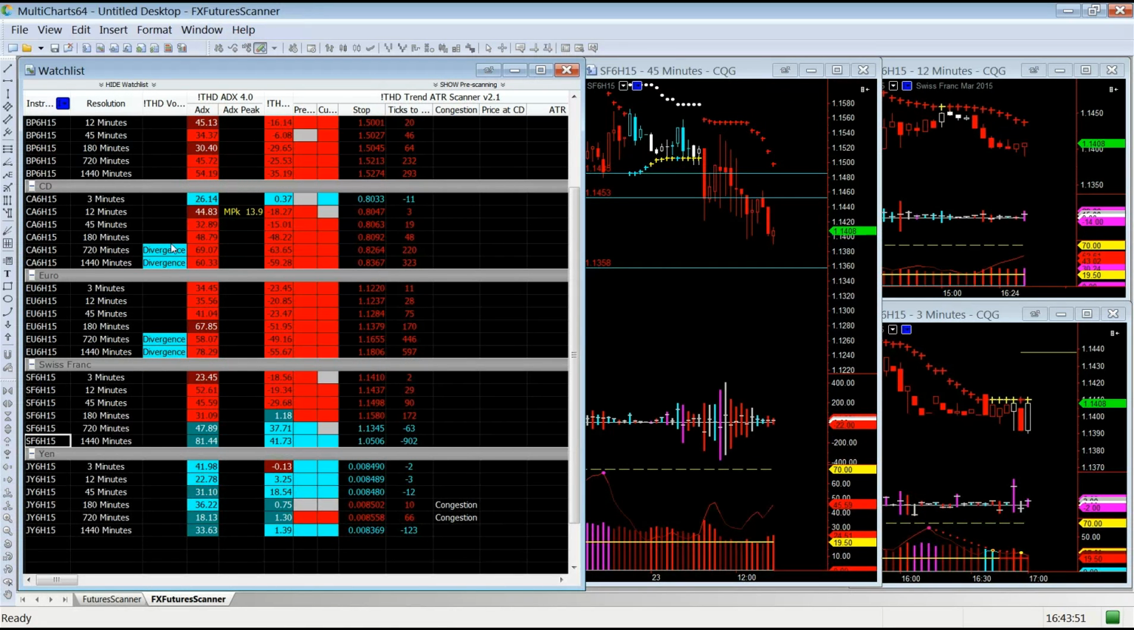Then over on the scanner on the future side for currencies, notice on the Canadian, you've got divergence. You've got 69 and 60. The 69 is the one that tells me we're fixing to get a retracement. How far is that retracement? 220 ticks. On the euro, getting divergence. This one on the 1440, this is the one that I'm looking at, okay? 597 ticks.